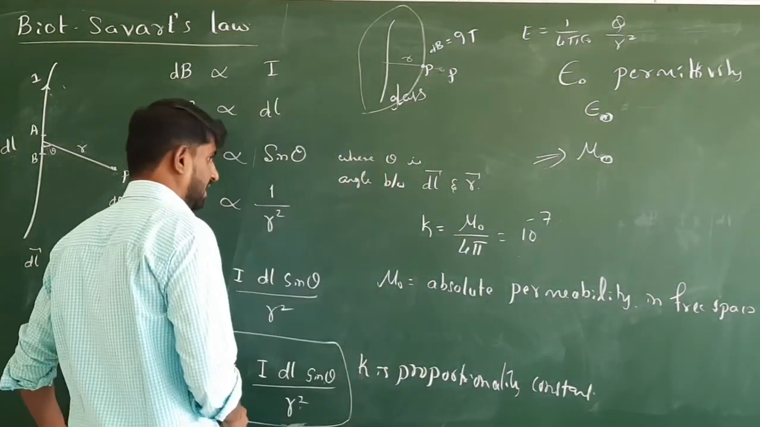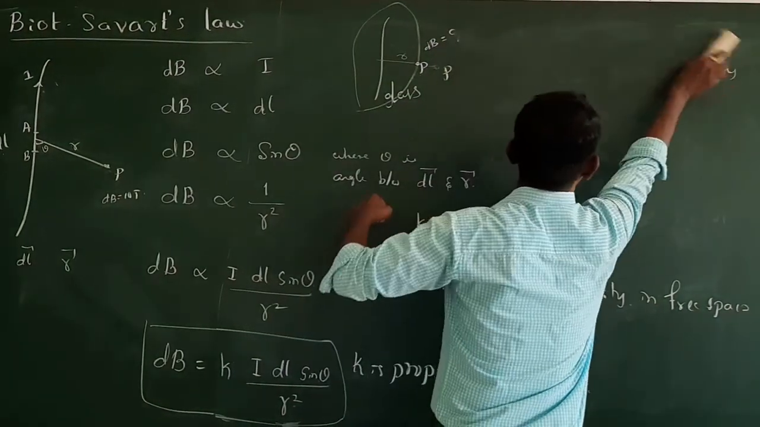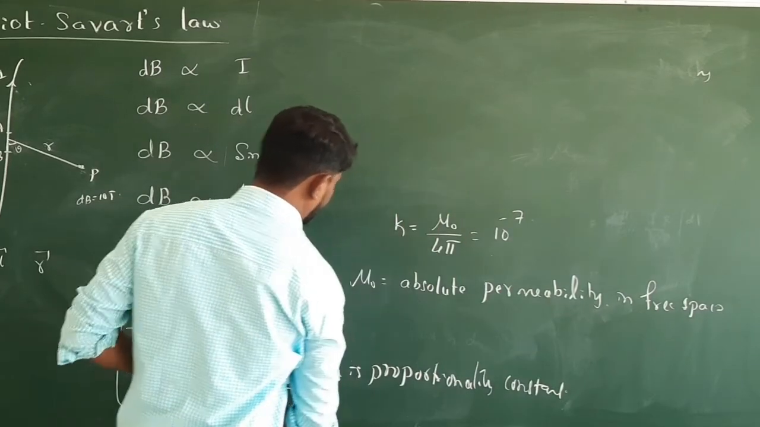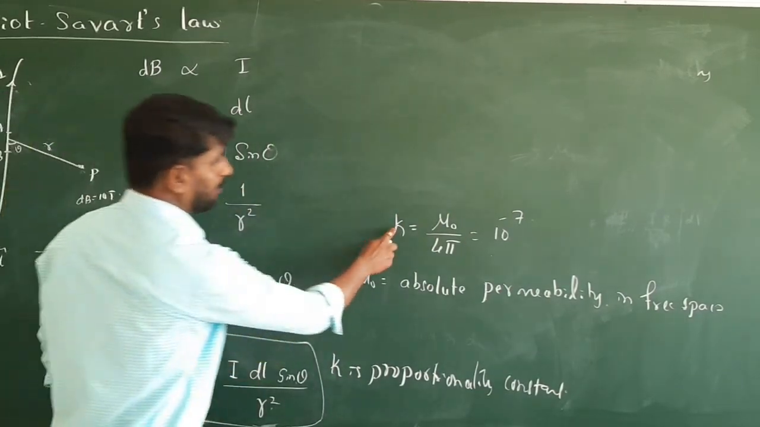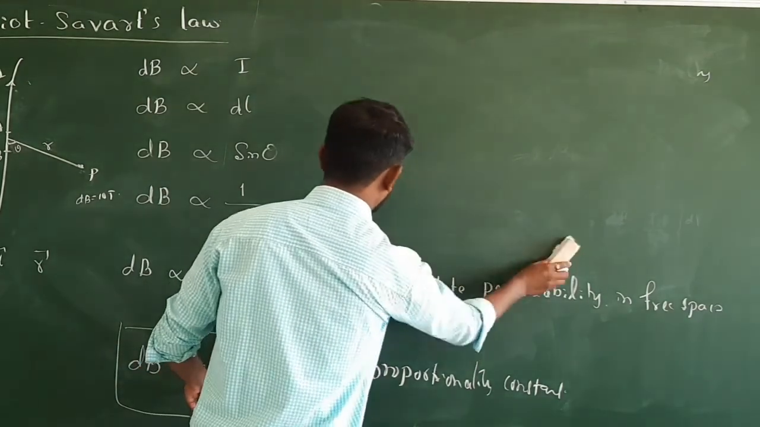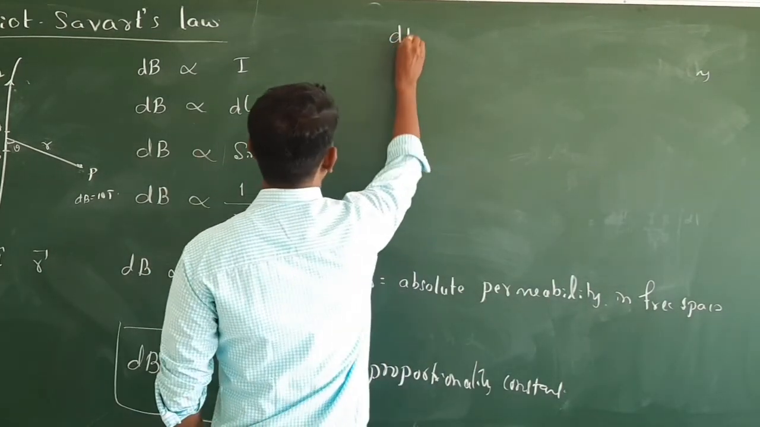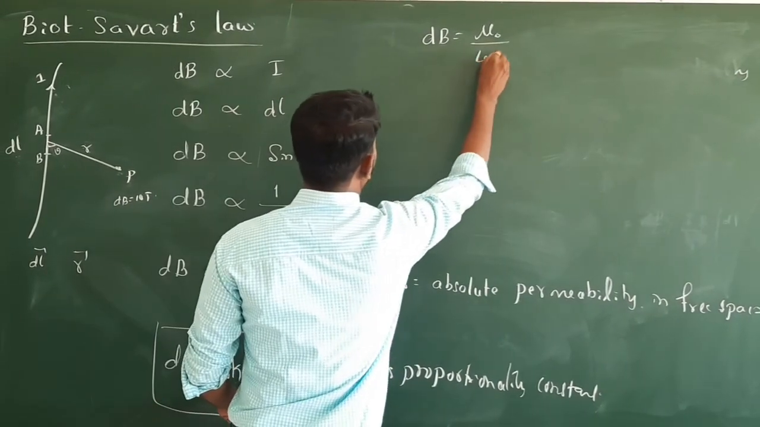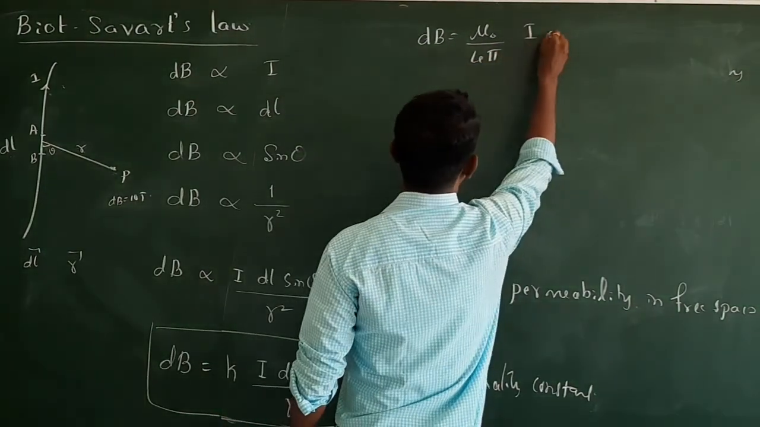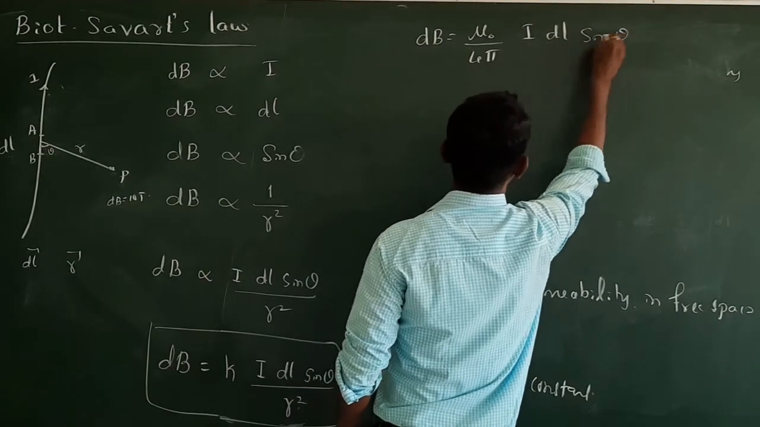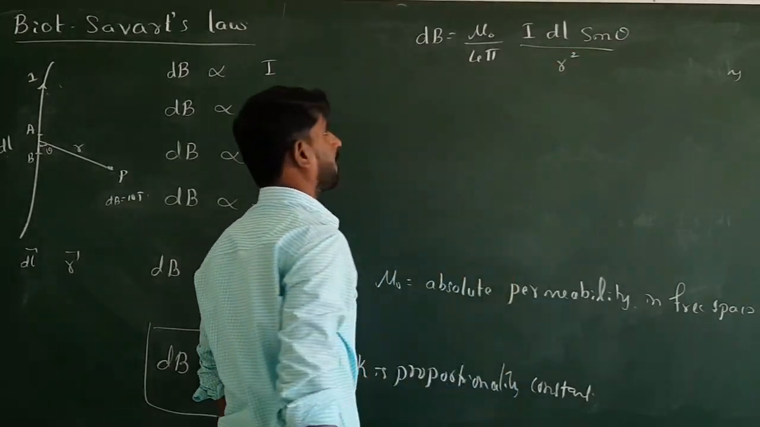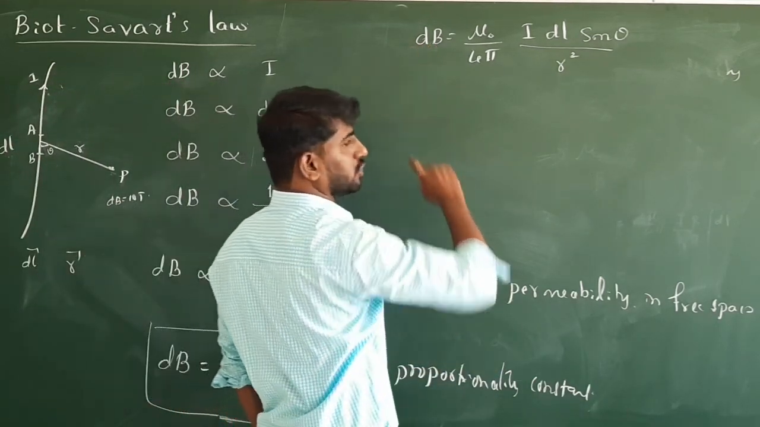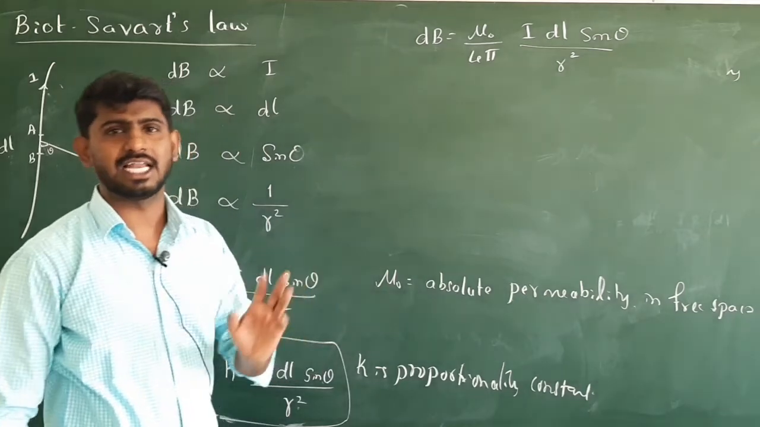Okay, substitute the value of k in our standard equation. So what shall we do now? Substitute the value of k. What should we write instead? Let us substitute mu naught divided by 4 pi. So here dB is equal to mu naught, instead of k, mu naught divided by 4 pi, I dl sin theta divided by r square. So this is the magnetic field at a point P due to the small current element.